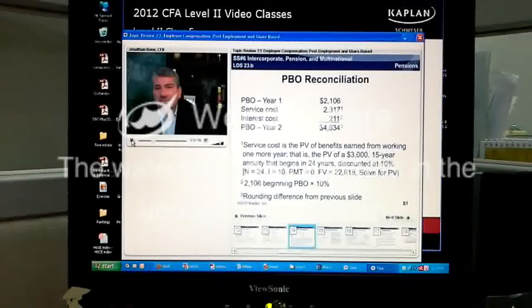Interest cost, very straightforward approach. All we need to do is take the opening PBO, the $2,106, and multiply by our discount rate, 10%. And you can see we've rounded it slightly to 211. Remember, what is our interest cost? It's the increase in the PBO due to the time value of money, the passage of time. If nothing else was touched on this pension, the PBO would get bigger each year simply because you're discounting back one less period each period. So you can see that we've reconciled year 1's PBO to year 2's PBO with a tiny rounding difference.